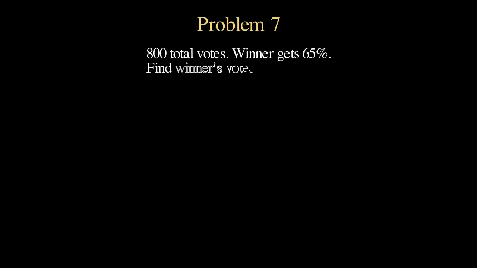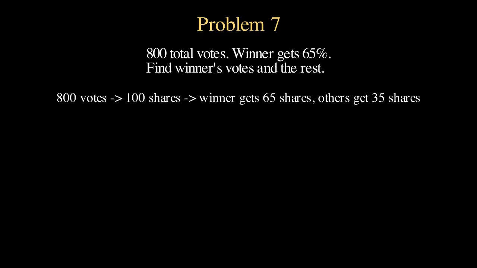In an election, there were 800 total votes. The winning candidate received 65% of the votes. How many votes did the winning candidate get, and how many votes did the other candidates get combined? This has two parts, but both use the same 1% share idea. Once we know what 1% of the votes is worth, we can get the winner's share, and whatever remains out of the 100 shares belongs to the rest.